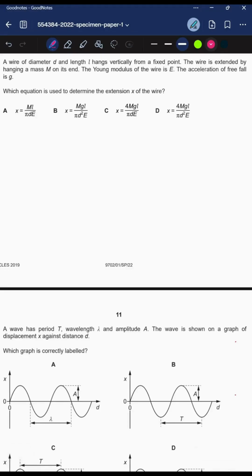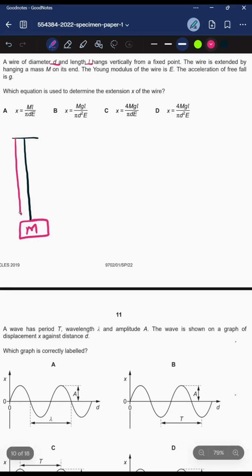In this question, a wire of diameter d, length L, hangs vertically from a fixed point. So this is the wire, and it is hanging with a mass of m. The original length of this wire is L, and since it's a wire, we can assume its cross-sectional area is circular, and the diameter of this circular region is d.